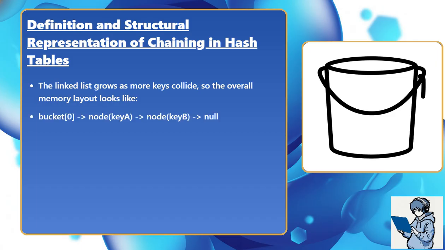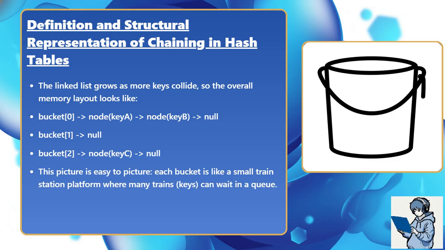Bucket 0 points to node key A, which points to node key B, which points to null. Bucket 1 points to null. Bucket 2 points to node key C, which points to null. This picture is easy to visualize. Each bucket is like a small train station platform where many trains, keys, can wait in a queue.